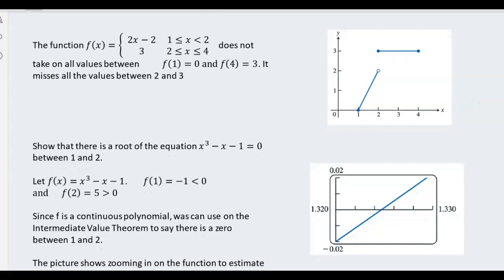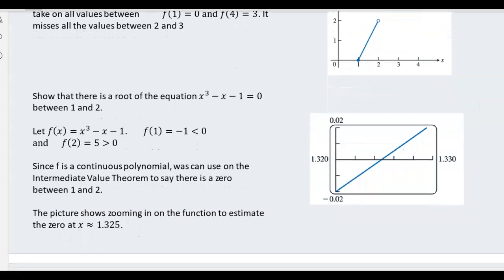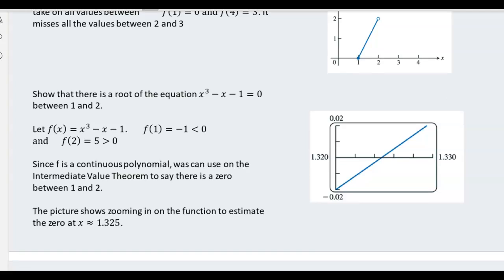Let's look at the second example first. In the second example, we have the function x cubed minus x minus 1. This graph over here doesn't look like the function at all. It's just a picture of a zoomed in really, really close to see where that 0 is. We're asked to show that there's a root or a 0 of the function between x equals 1 and x equals 2. So if I plug 1 into the function, I see that I get -1 as the output.